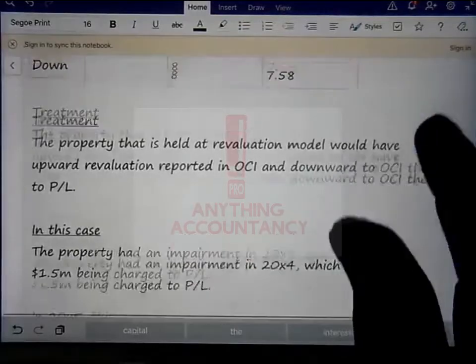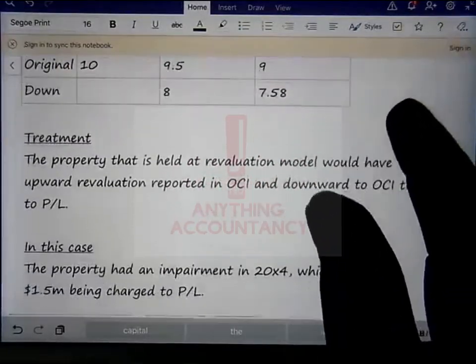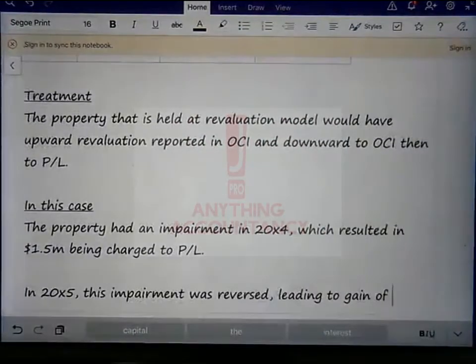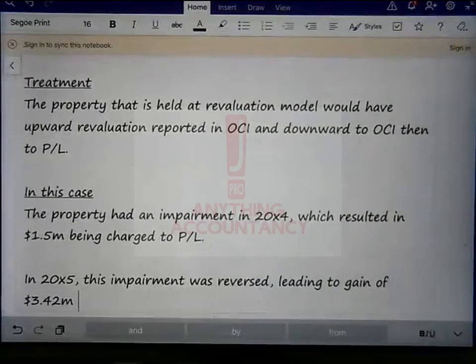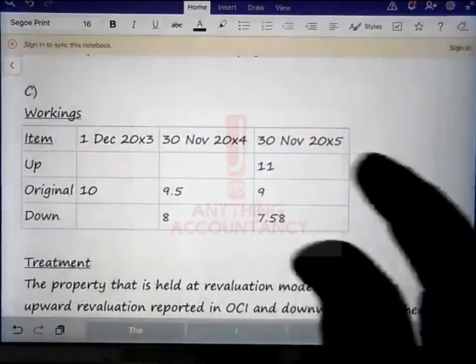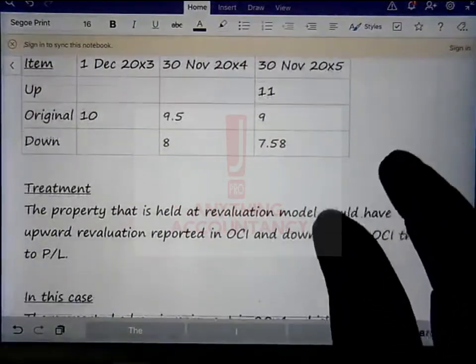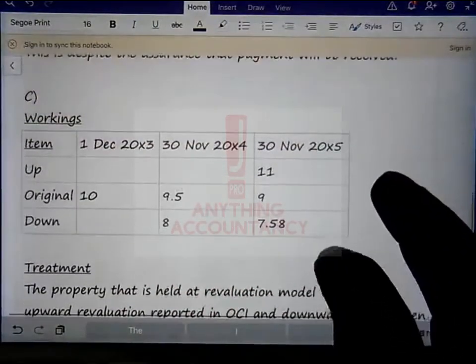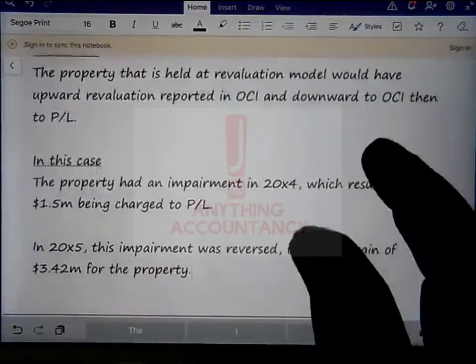Gain of how much? 7.58 to 11 is how much? 3.42. So that's going to be a gain of 3.42. So first one is 1.5, right? Correct? Went down 1.5, now go up 3.42, correct? Yes, no?